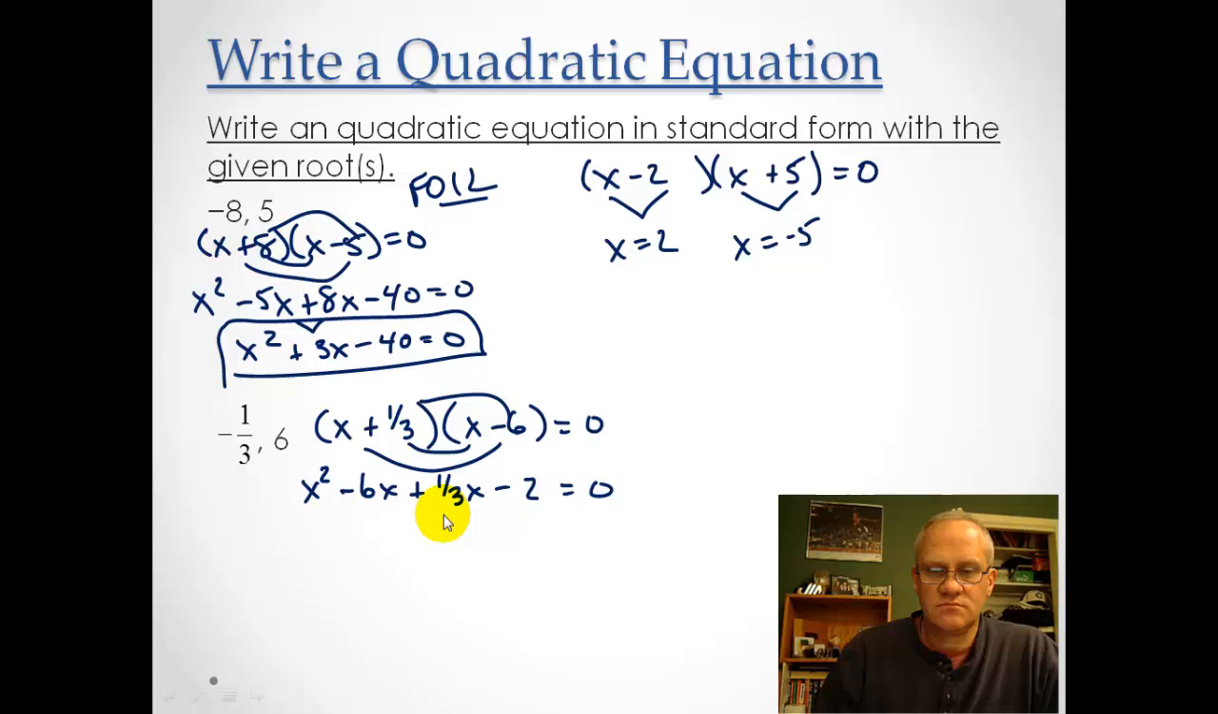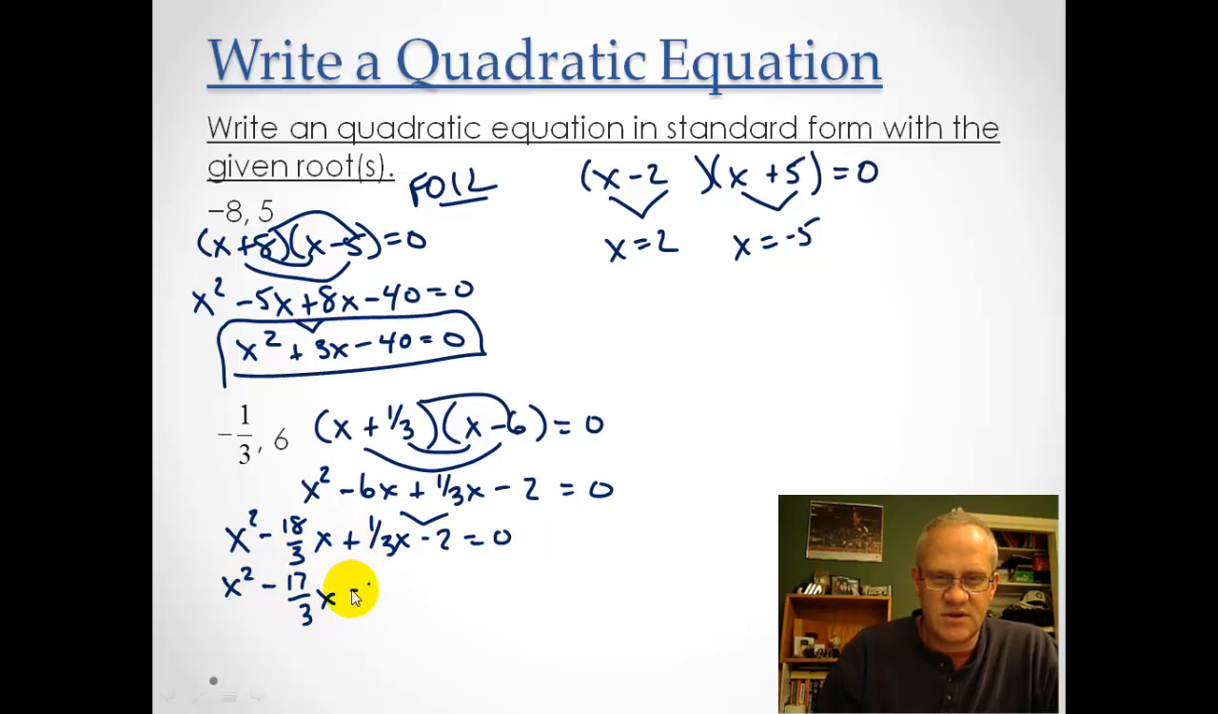And so, well, how do we combine? We got like terms that we got to combine here. How would we combine those? Let's go ahead and make that an improper fraction. I think that would probably be the best thing there. So this is going to be x squared. We got to go times 3. So minus 18/3 x plus 1/3 x minus 2. So that's going to be x squared, looks like minus 17/3 x minus 2.